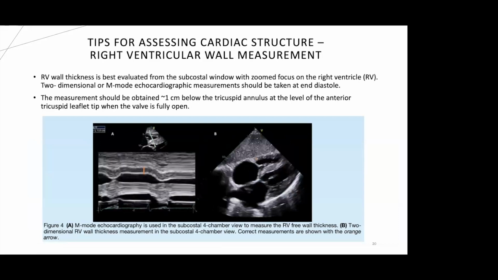When we look at our right ventricular wall measurements, this is best evaluated in the subcostal window, and we want to zoom in to that area here. We can use M mode to do the measurement at end diastole, and you want to place the cursor just a centimeter below the tricuspid annulus at the level of the leaflet tips when the valve is fully open. And then you can measure the wall thickness in M mode or here in the orange arrow in the subcostal window.